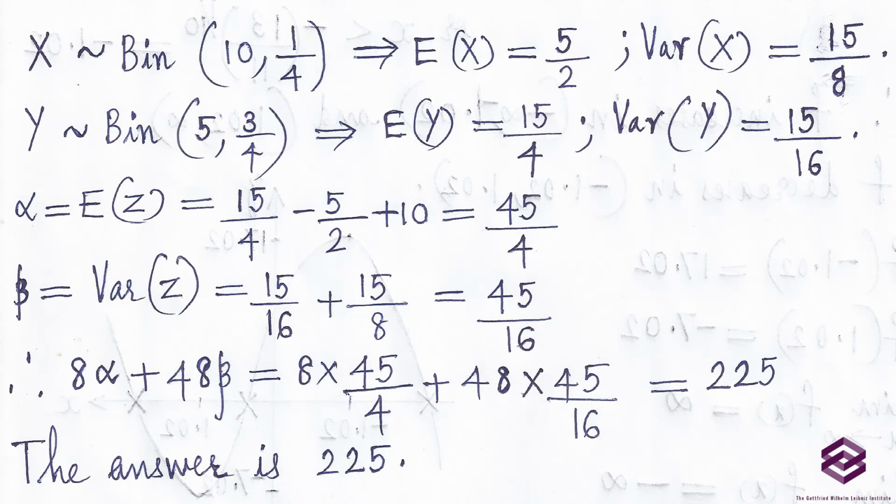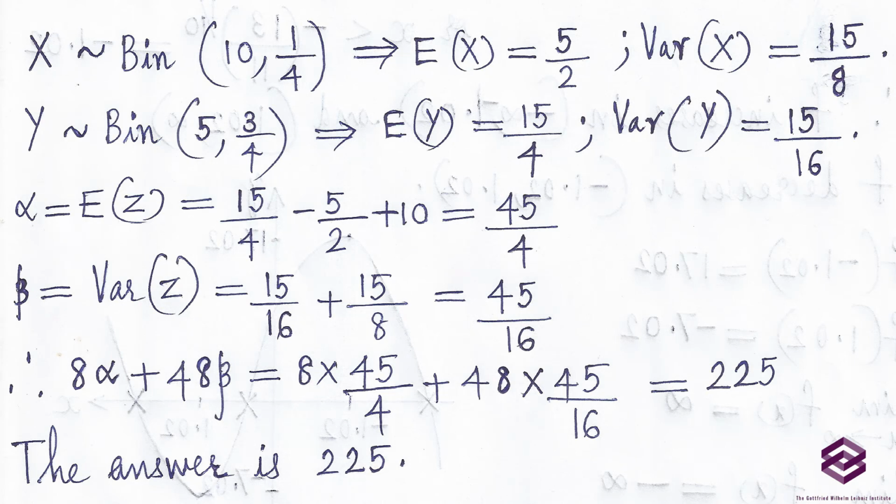So expectation of z can be found out using the expectation of x and expectation of y. Also beta is equal to variance of z. So variance of z can be found out using the variances of x and y. The term corresponding to covariance doesn't appear here because x and y are independent random variables. For independent variables, the covariance is equal to 0, so that term doesn't appear here. So we can easily calculate beta also.